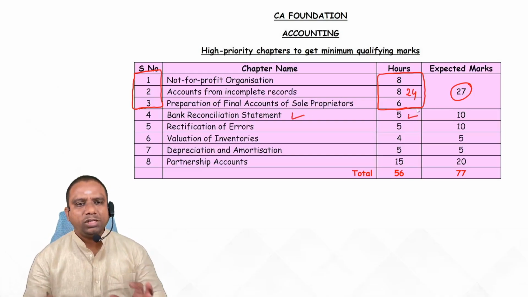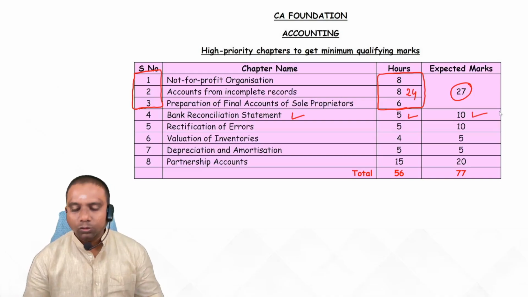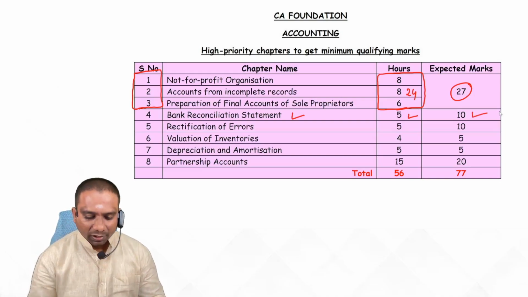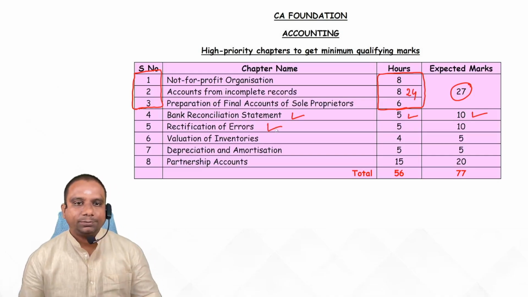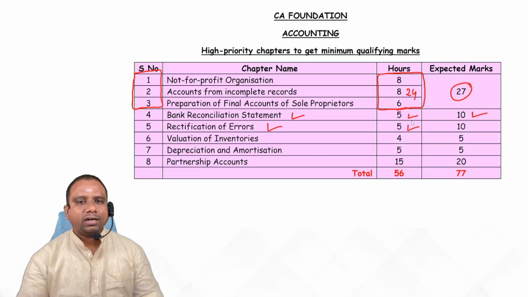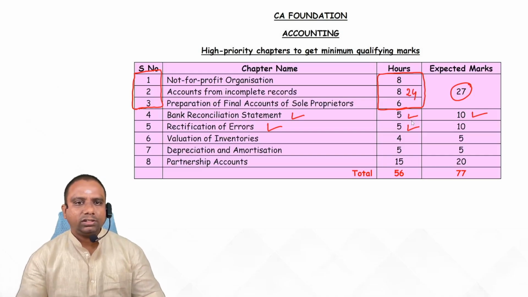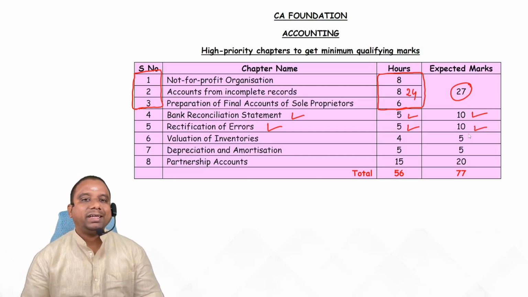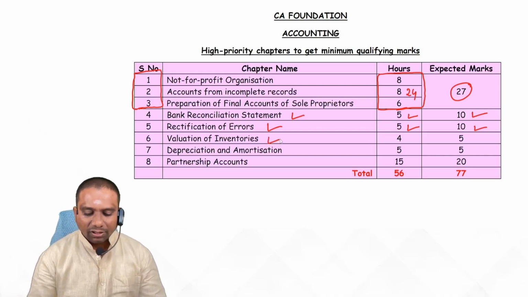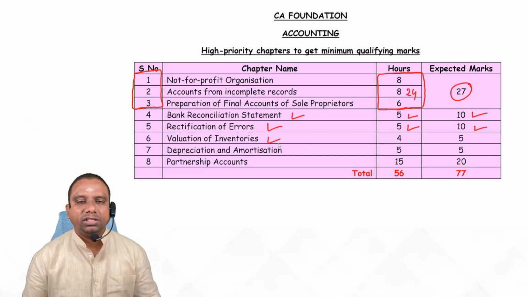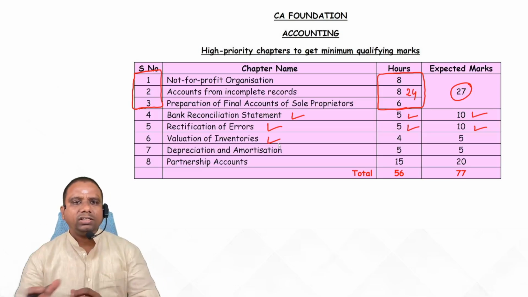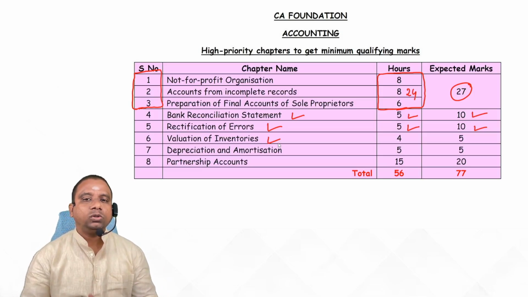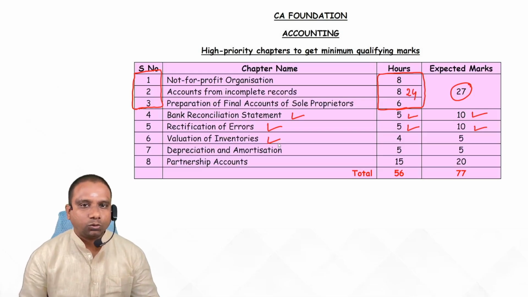Next one, BRS, guaranteed question. It takes a minimum of 5 hours and you can score easily 10 marks. Next, rectification of errors. It takes 5 hours to revise the concepts quickly and you can score 10 marks. Next, valuation of inventory. Why I am suggesting these chapters is, if you observe, from BRS they are giving continuous questions, rectification of errors also, at the same time valuation of inventories also.